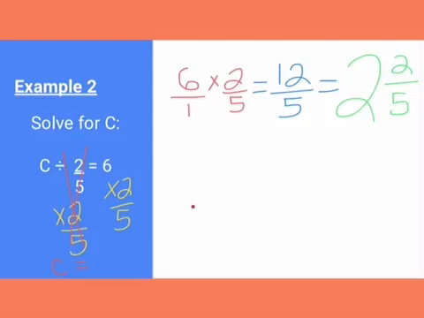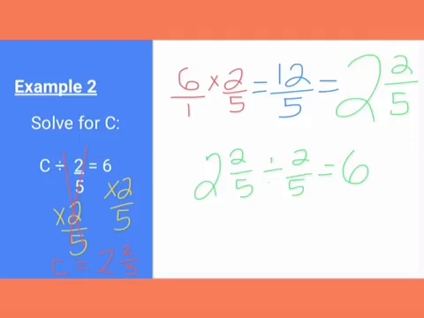So going back to our original problem now, since we had done that, we know that c is equal to 2 and 2/5. If we wanted to check our answer, we could always do that. We could see if 2 and 2/5 divided by 2/5 equals 6. So let's check that.